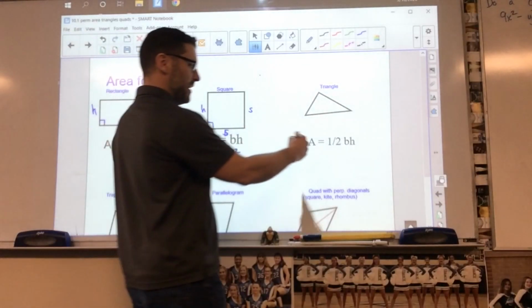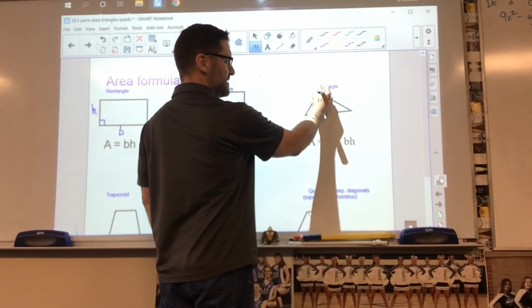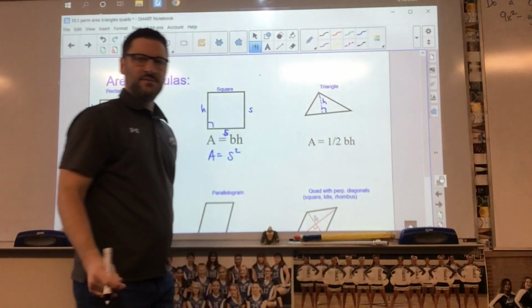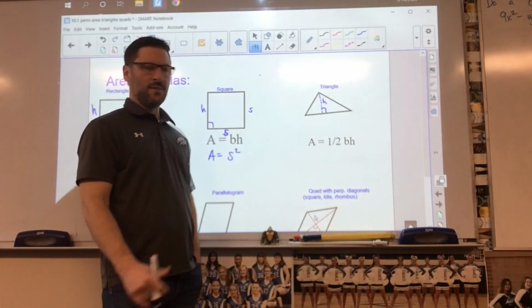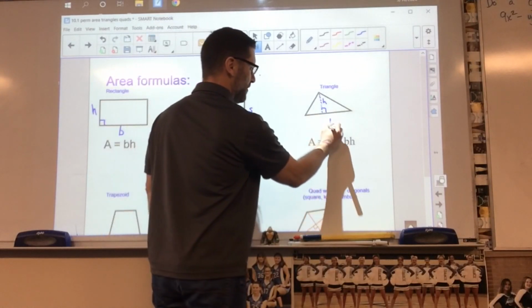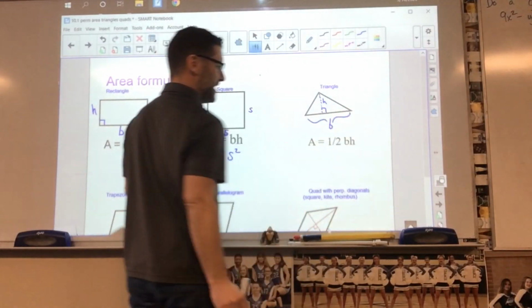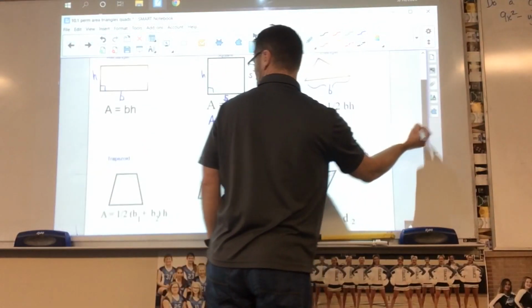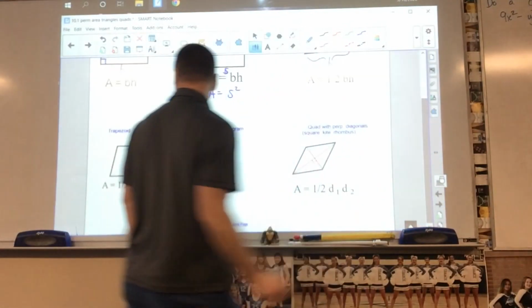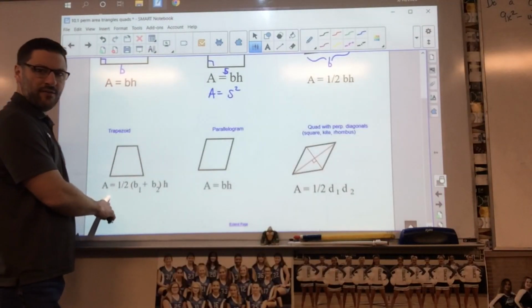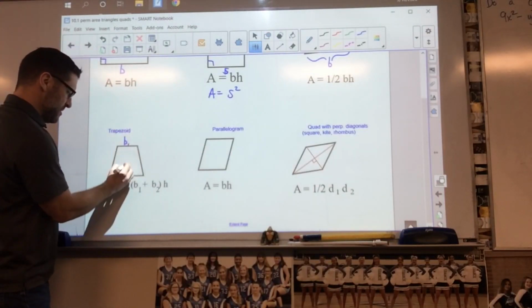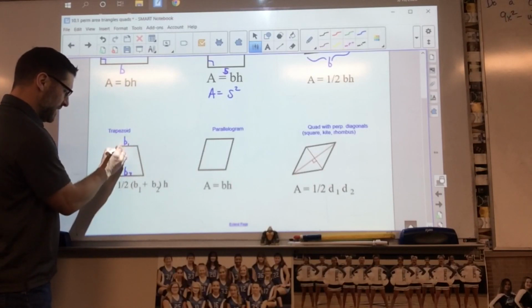For a triangle, area is equal to 1/2 the base times the height. Again, the height has to come in at a right angle. So many times on a triangle, you're going to have to dot in the little height there. Call that the B and call that the H, and it's 1/2 BH. For a trapezoid, it's 1/2 of base 1 plus base 2 times the height. This is base 1, this is base 2, and again, the height comes straight down.